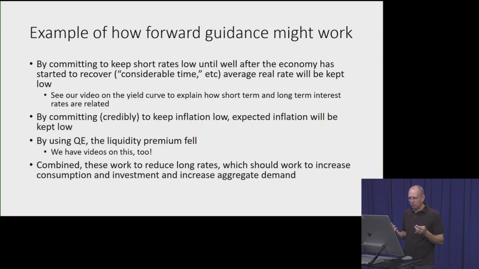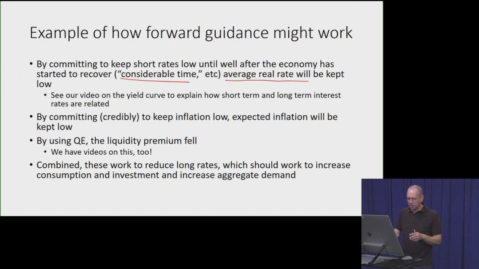So how does this work with forward guidance? Well, forward guidance comes in where the central bank is committing to keep its short-term policy interest rates low for some period of time. So again, as we've talked about, the Fed experimented with various different verbiage, and to the extent that they're successful, if the average real rate is kept relatively low, that will help reduce long-term nominal rates. Combined with having a credible commitment to keeping inflation low and under control, that will help keep the inflation expectation or the inflation premium component low.